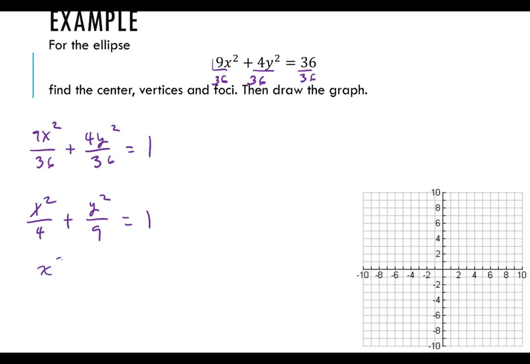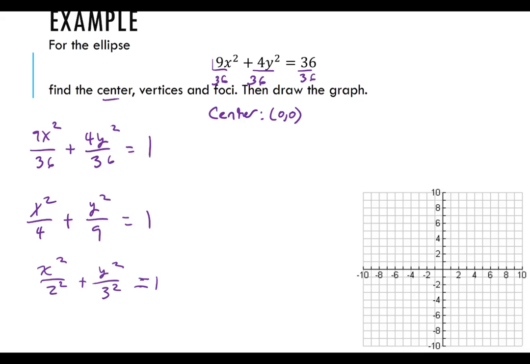And so this is going to be x squared over 2 squared plus y squared over 3 squared is equal to 1. Okay, so we can answer the center question very easily. Notice that there's nothing being added to y or x, quantity squared, and so the center is going to be the origin, 0, 0.